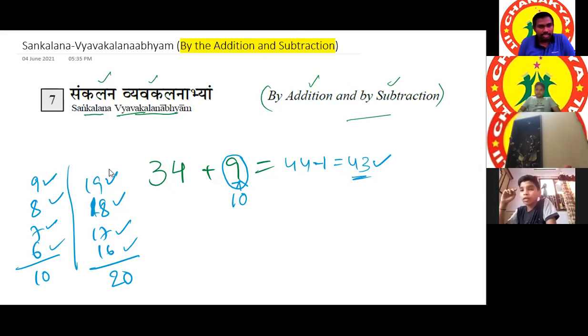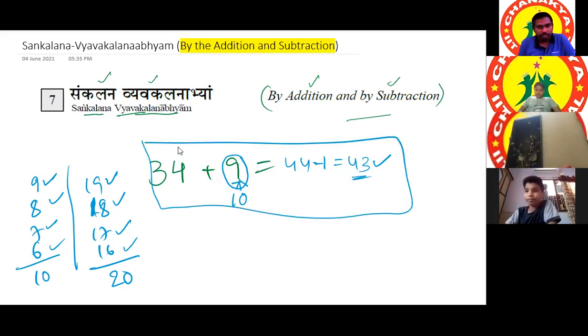So these numbers are just below the base number. This method is suggestible for that type of numbers only, if you are adding a number that is just below a base number. What is a base number? Multiple of 10. Okay. We'll start the exercise.